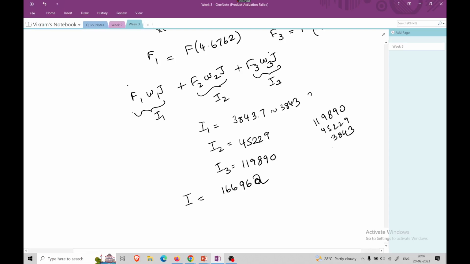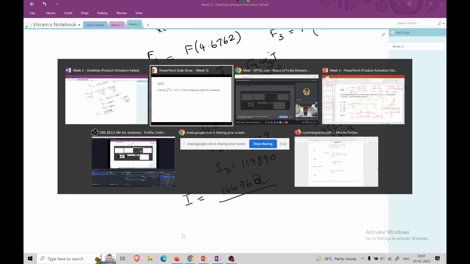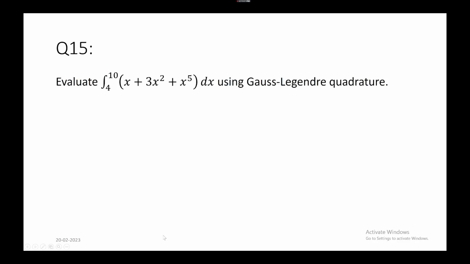Okay, so this is my value. So we saw how to solve the problem using Gauss Legendre. So I think we'll stop the session here.